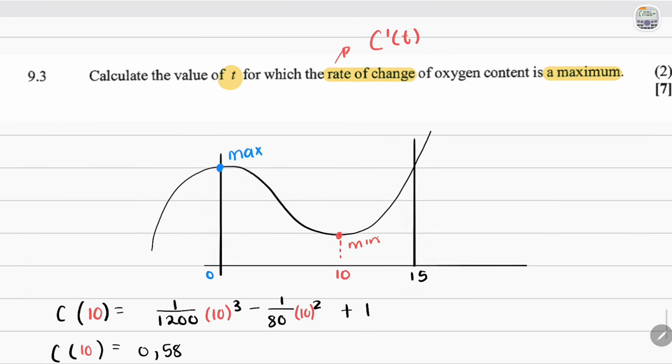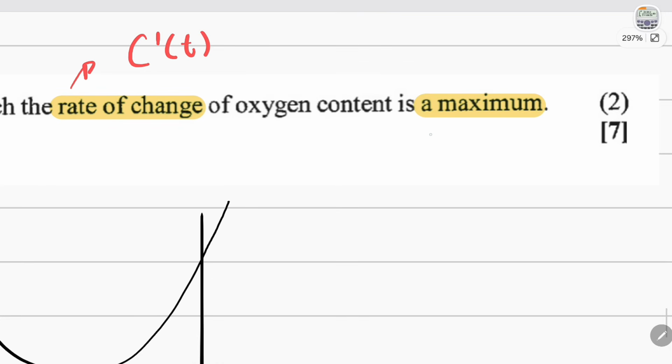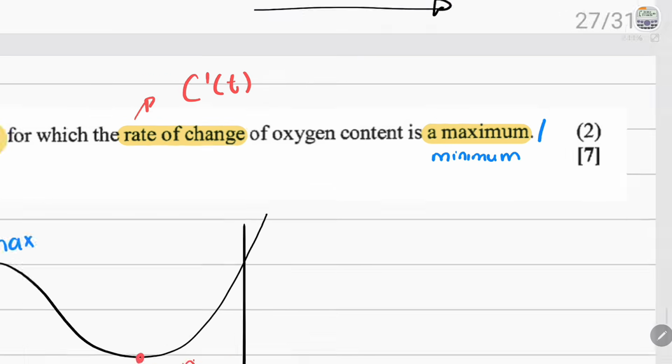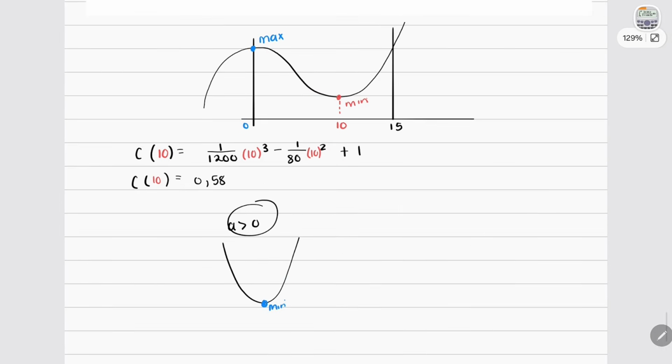So here's what I think they meant. They either meant minimum, or we can look at it from another direction. So I'm actually going to put two answers here. I'm not sure which one they meant.